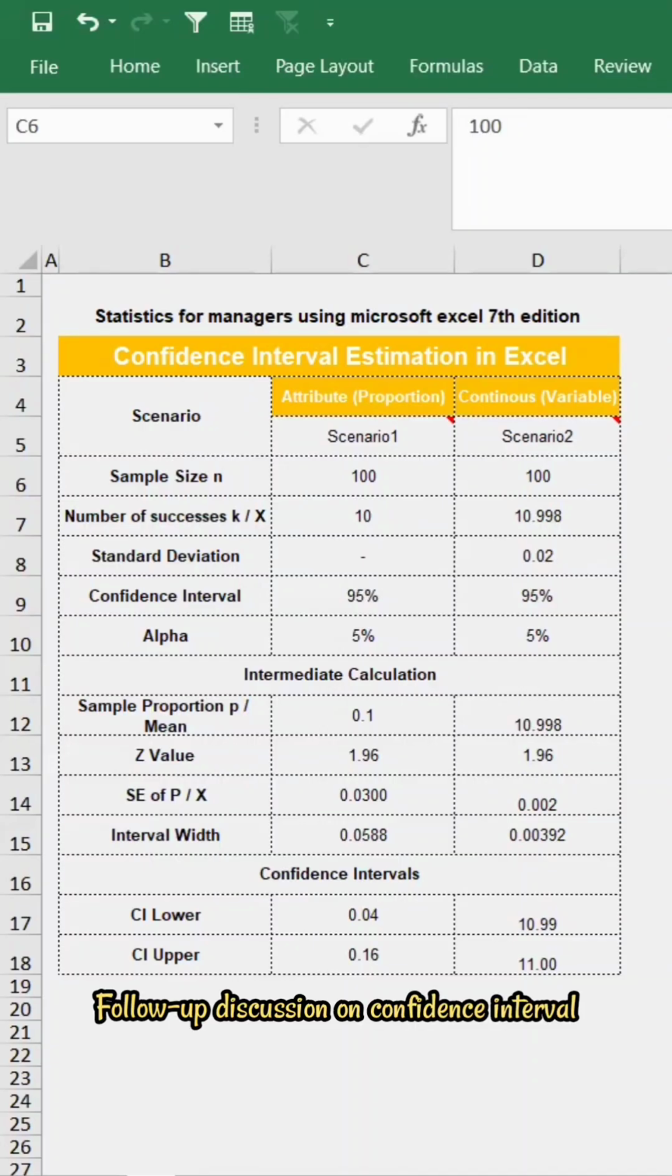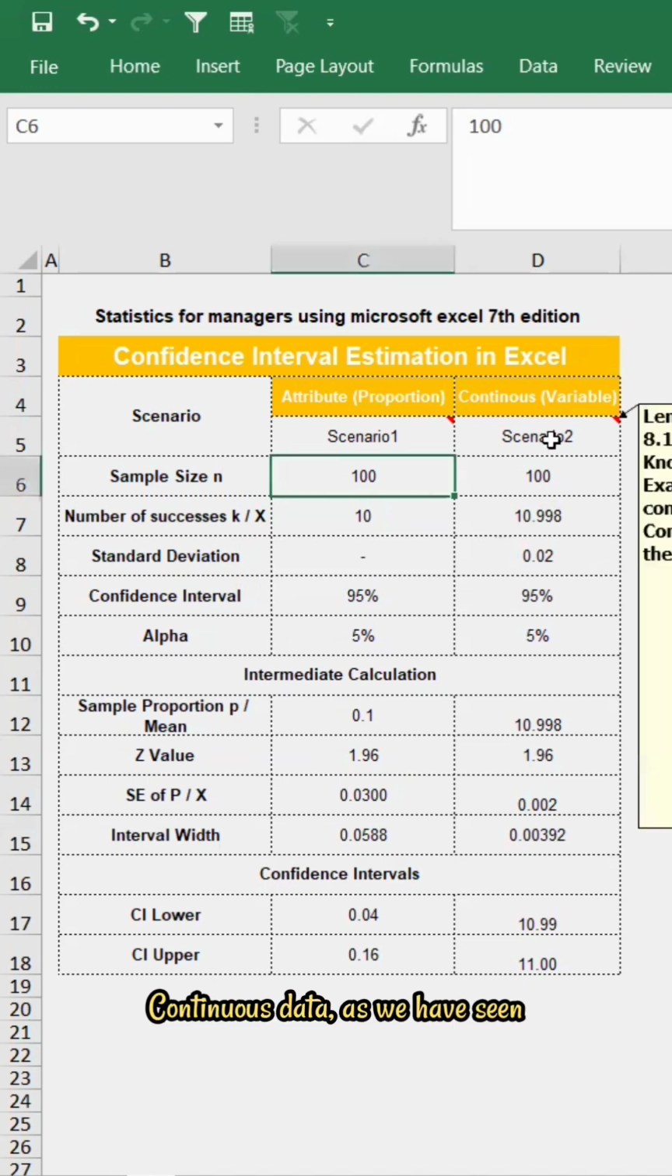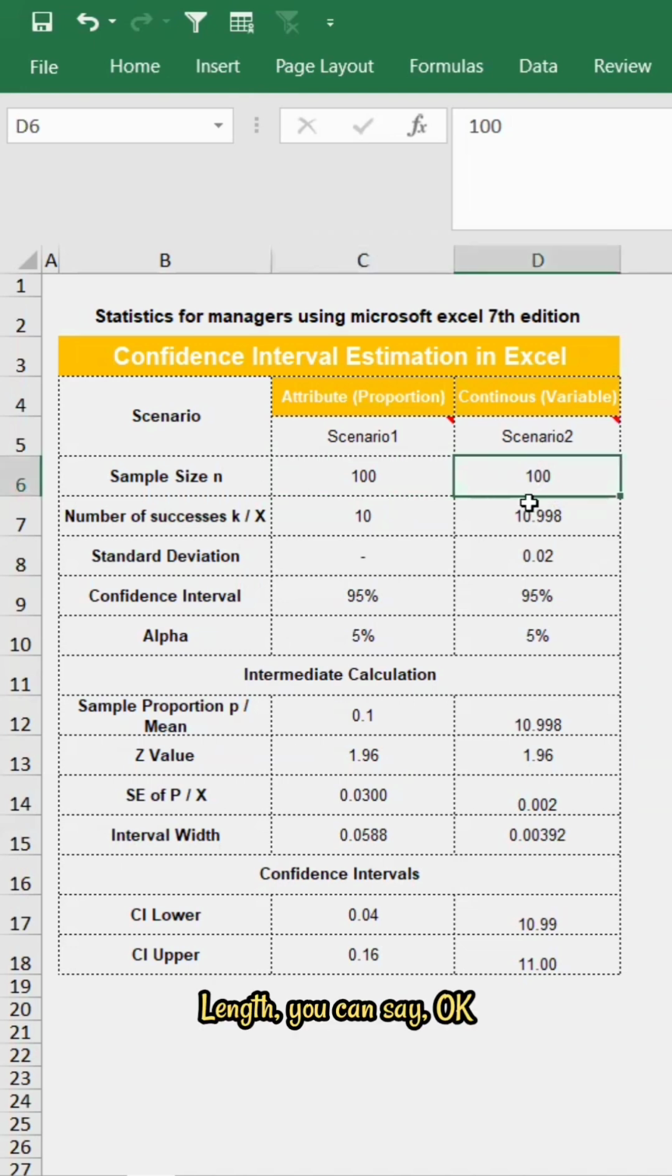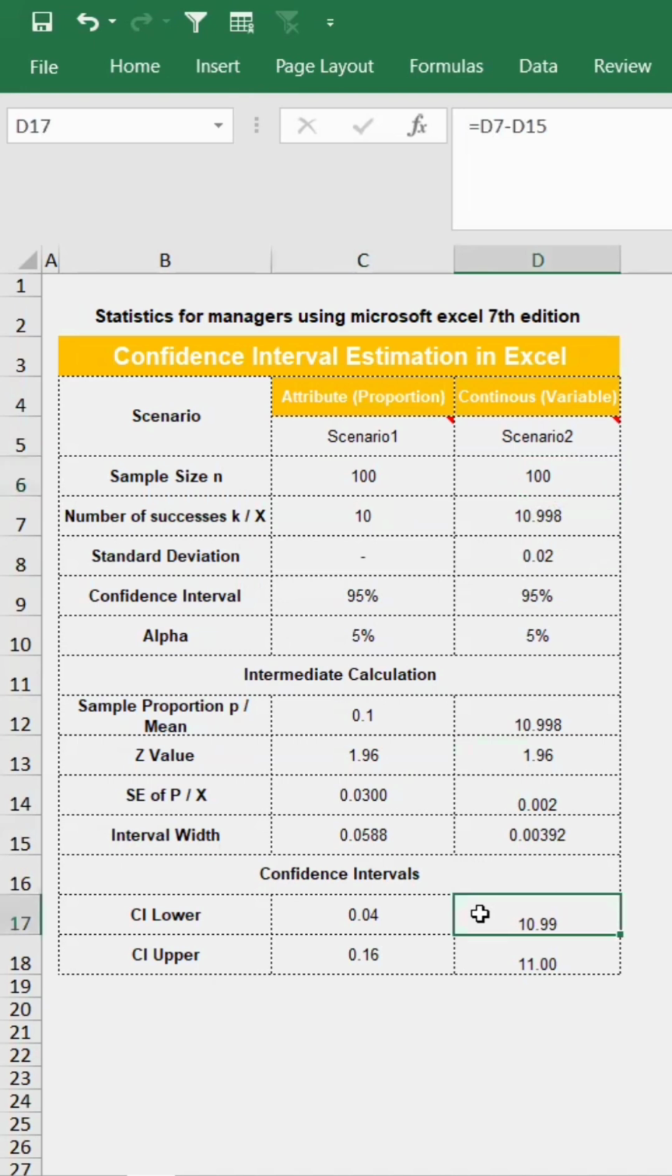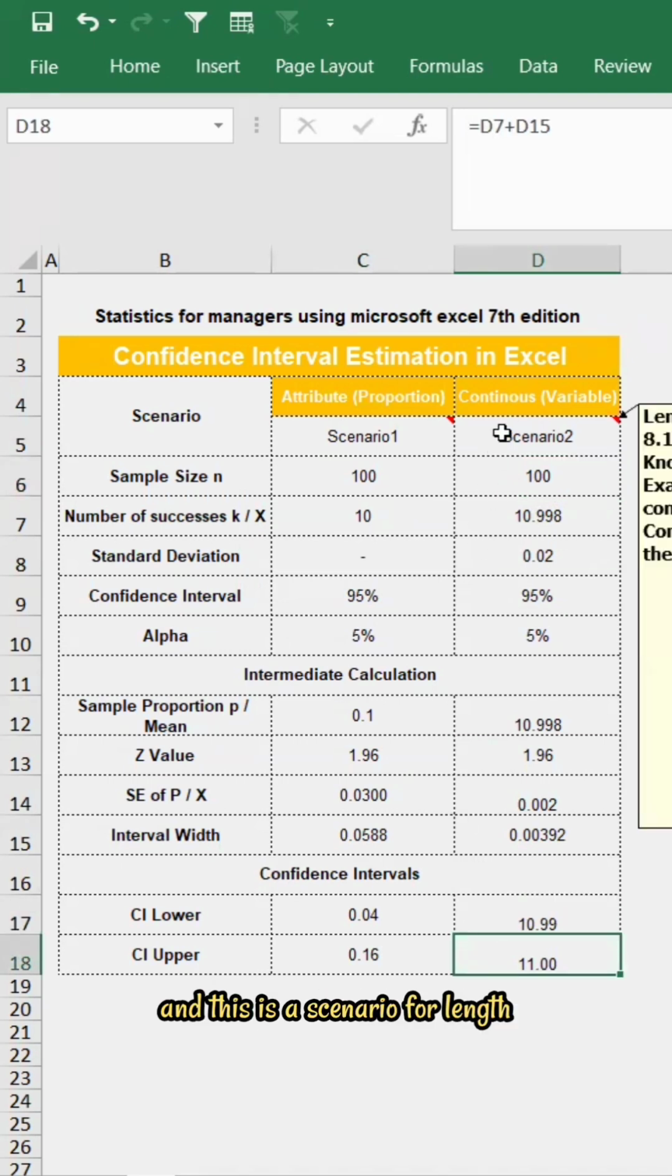Follow-up discussion on confidence interval estimation in Excel. As we discussed in the previous video, confidence interval gets applied to both continuous data and attribute data. Continuous data, as we have seen and covered in past videos, is something we can measure. For example, length: you can say this is the range, 10.99 to 11, is going to be the length. And this is a scenario for length.